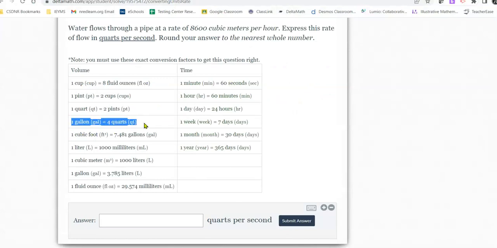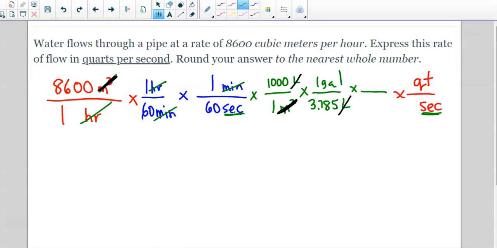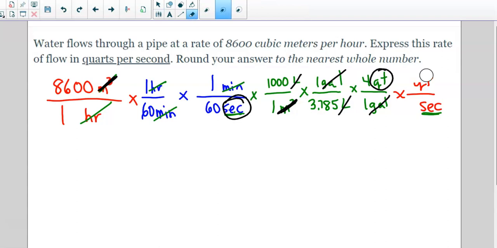1 gallon is 4 quarts. And there's my final cancellation. So everything should have a cross out except what I want. Yep, seconds and quarts. That's perfect. So I actually don't need this here. That was just my goal, right? That was just where I wanted to get.